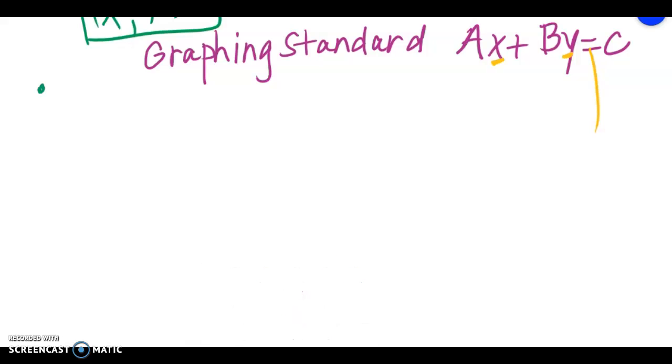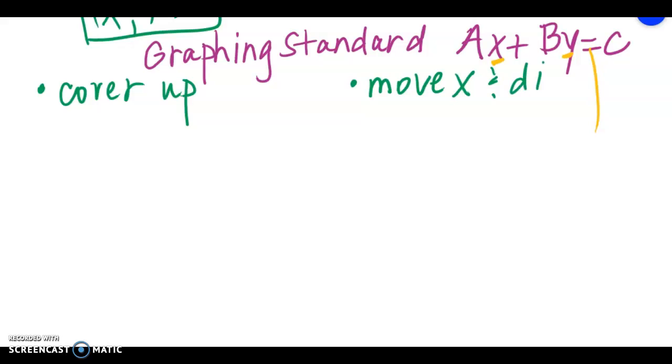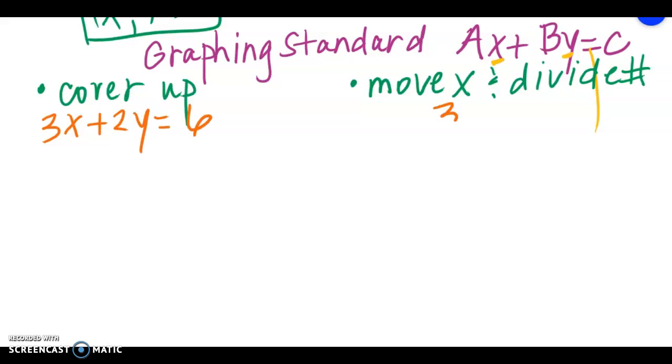Okay, so when we are graphing these, there are two methods we can use. We can use the cover-up method. I haven't shown you this one yet. Or we can use the move x and divide by the number with y. Okay, so I'm going to use the same equation two different ways. My example will be for this one, 3x plus 2y equals 6. I'm going to write it on both sides.